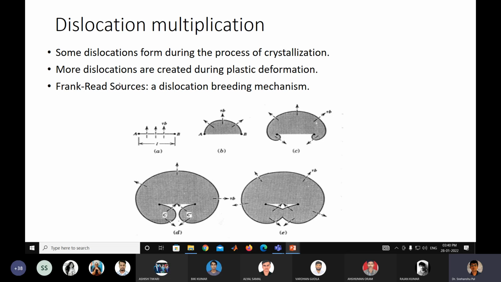So how does it work? Some dislocations during the process of recrystallization can pin or something like that. More dislocations are also created during plastic deformation. So this is a dislocation breeding mechanism, what I discussed in the last 10-20 seconds. That is the Frank-Read source mechanism. In this way, due to plastic deformation, phase transformation, or thermal stress, multiplication of dislocations will or may occur.